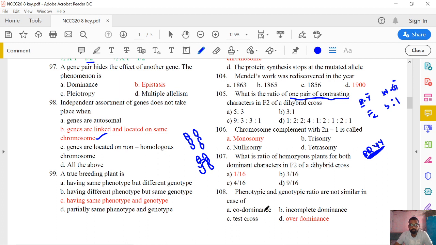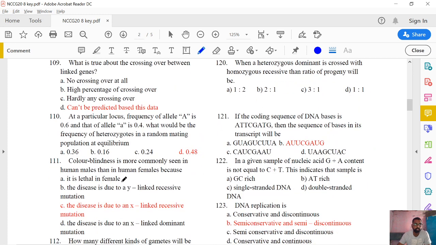The phenotypic and genotypic ratios are not similar in the case of which? In the case of codominance, it will be the same. When I am talking about phenotypic and genotypic ratios in a particular generation, maybe in the case of F2, this will definitely be the same. In incomplete dominance also it will be the same. In test cross also it will be the same. But in the case of dominance, you don't see the same ratios.